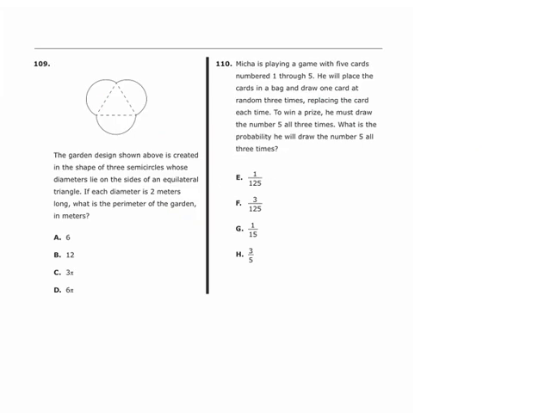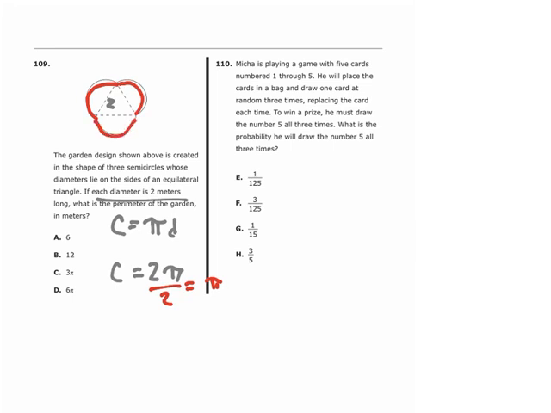All right, 109. It says we have this equilateral triangle, and then we've got these circles. So we have to know, of course, that circumference is pi times diameter. Each diameter is 2, so the circumference of each of these circles is 2 pi, except obviously this is half a circle. So half of that is going to be 1 pi. So if each of these pieces is 1 pi, then obviously 3 of them would be 3 pi.